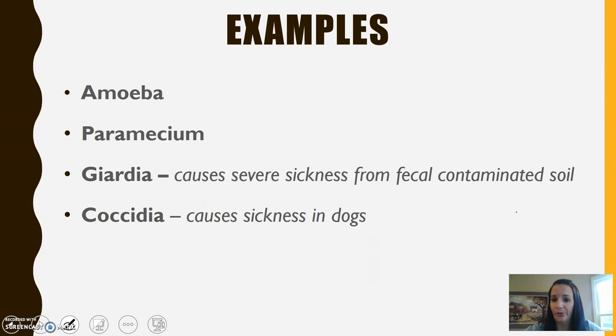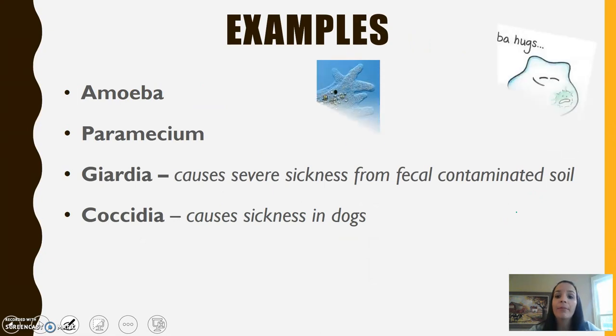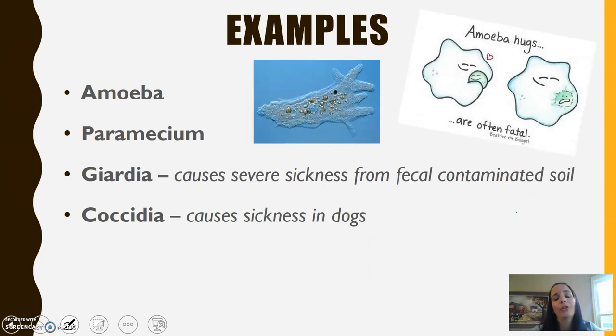Now let's look at some examples. First of all, an amoeba. An amoeba is probably the most well-known animal-like protist, and they move using something called a pseudopod. So if you see all these little projections sticking out here, that's how they move, and that's also how they consume their food. Hence the cute little comic over here about amoeba hugs being fatal, because if they hug you with their pseudopod, they're actually taking something in as food.